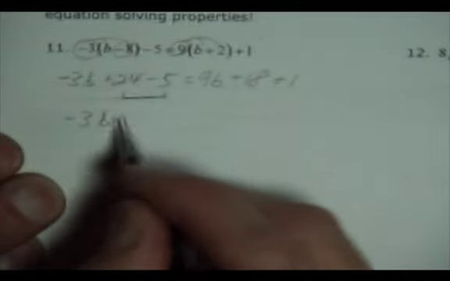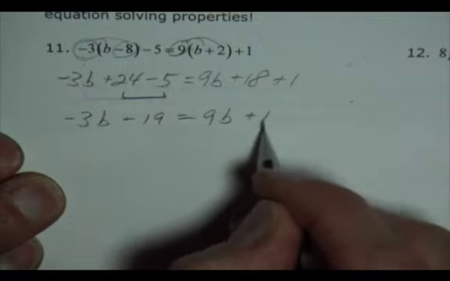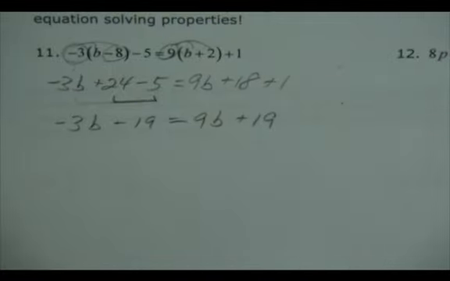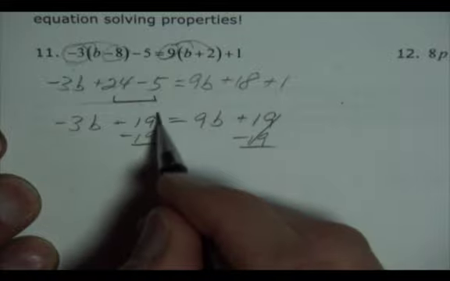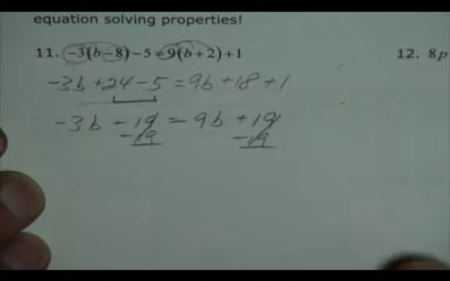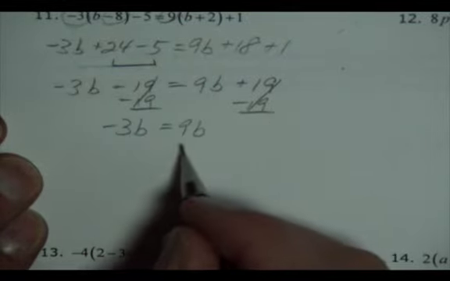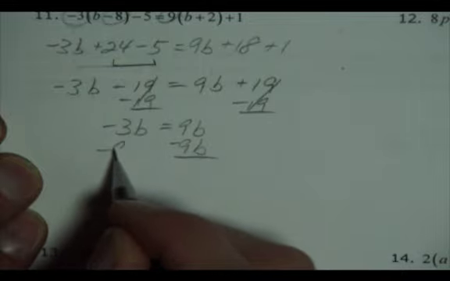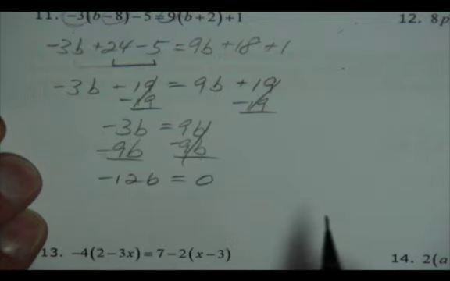And those add to 19, so we get 3b, -3b, plus 19 is equal to 9b plus 19. Now here we can see we have a 19 on both sides. So we will subtract 19 from both sides, add to 0 on each side, and this leaves us with -3b equals 9b. We will subtract 9b on each side now to get letters on the left. That gives us -12b equals 0.